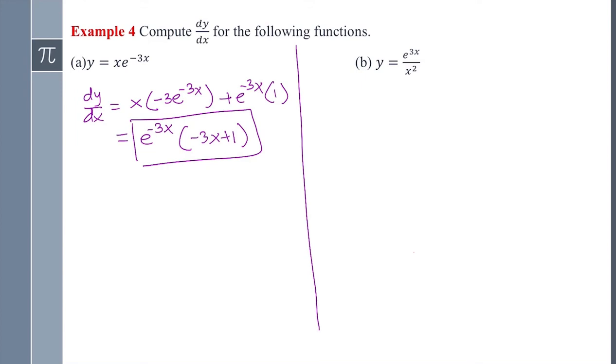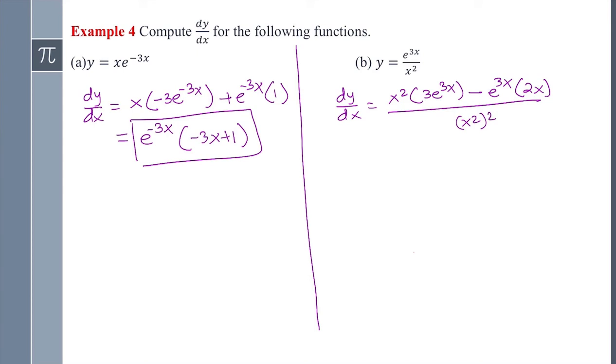This one we have to use the quotient rule. So dy over dx equals the denominator times the derivative of the numerator, which is 3e to the 3x, minus the numerator times the derivative of the denominator, which is 2x, divided by x squared squared. Now if we multiply this, we get 3x squared e to the 3x minus 2x e to the 3x over x to the fourth.